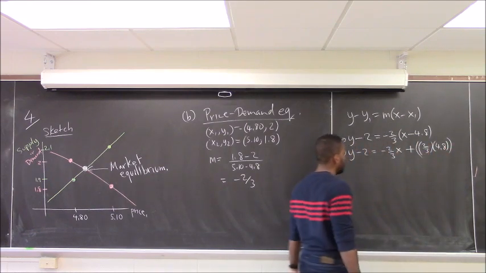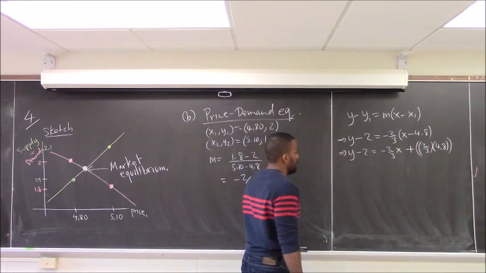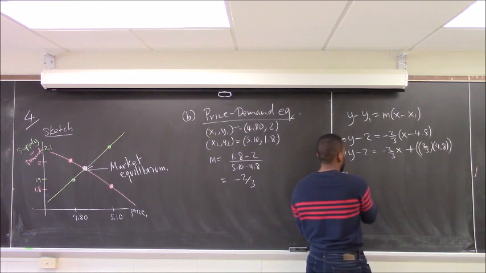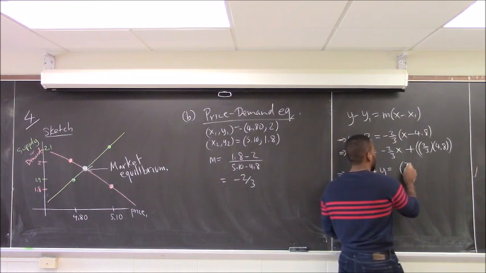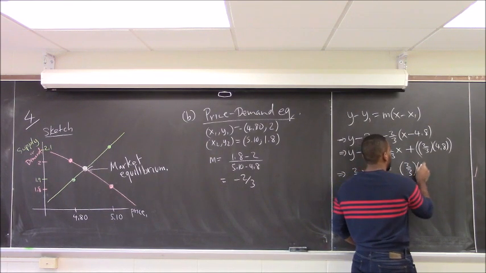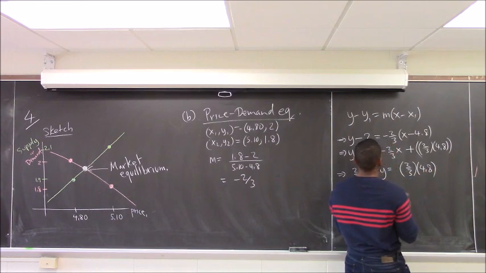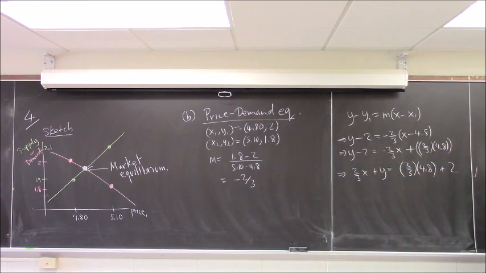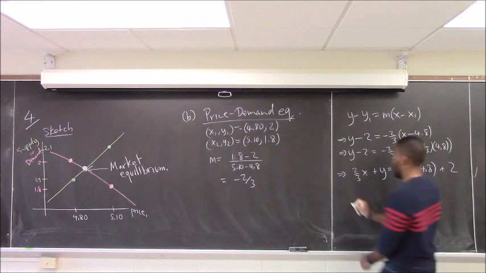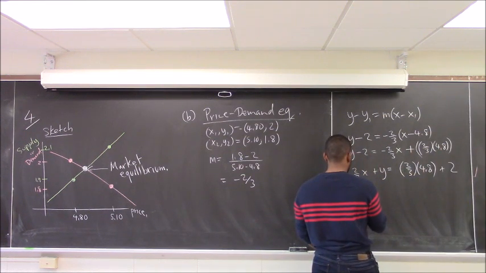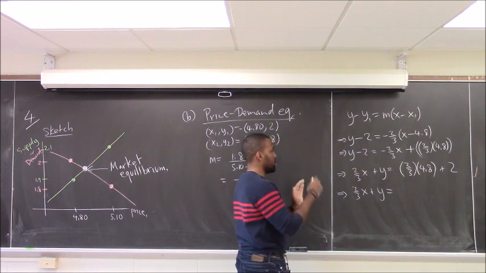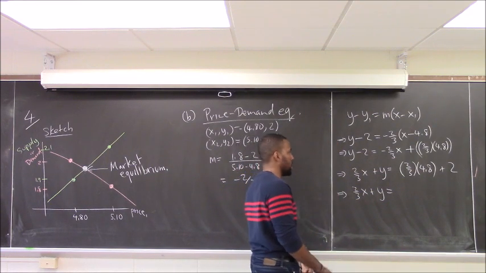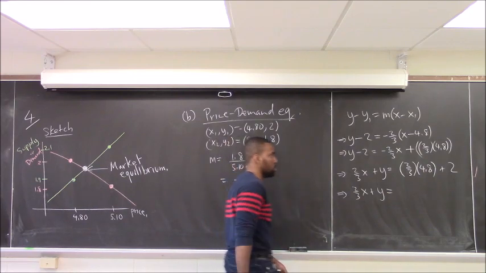And so I can move the x over here: 2/3 x plus y equals 2/3 times 4.8 plus 2. And what's that number? So parentheses, 2 divided by 3 times 4.8, close parentheses, plus 2. 5.2.